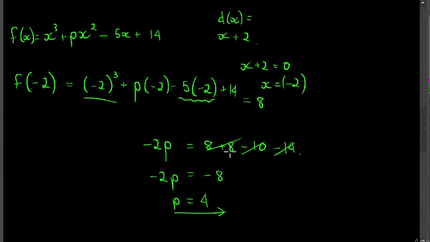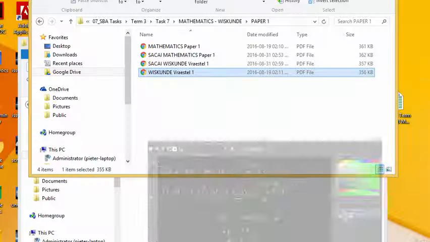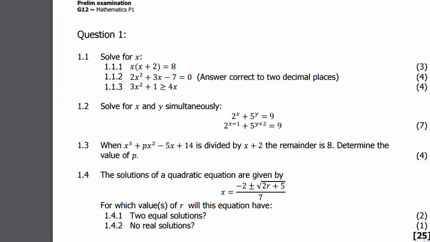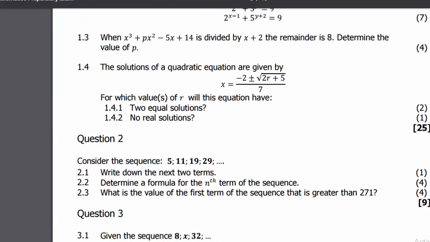Let me just check my calculations. That's negative 24, positive 16 is negative 8, is negative 2. That's perfect. So again, I need to know my theory.